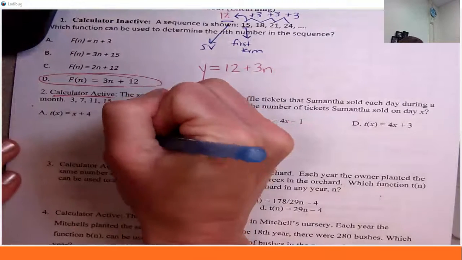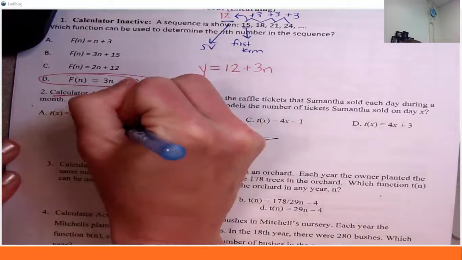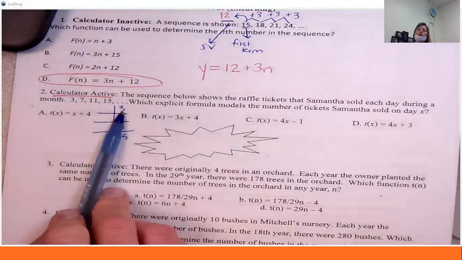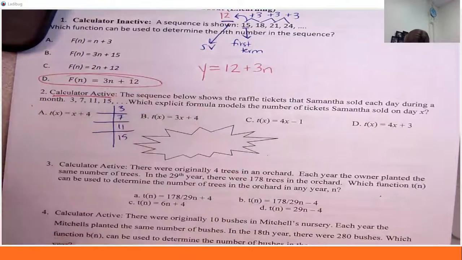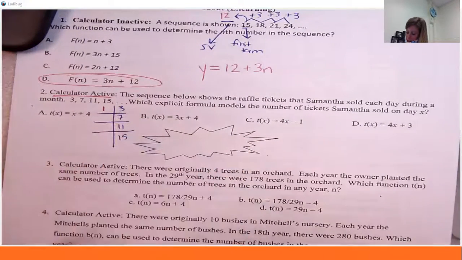So, what does it mean if I make a little table, 3, 7, 11, 15? What does the 3 represent? Can anybody tell me? It is the first term. She sold 3 tickets on what day? The first day. I don't know who said that, but good. On the first day, she sold 3 tickets. So make this little chart on your paper, please.